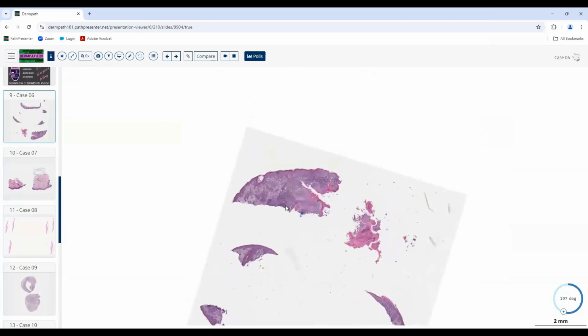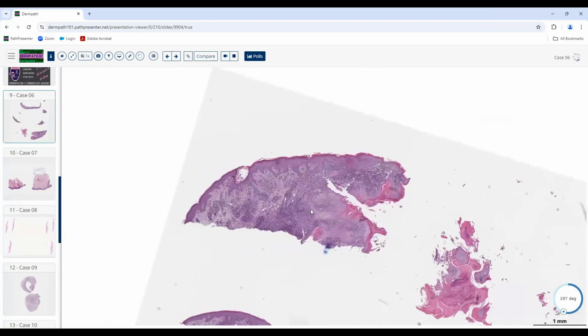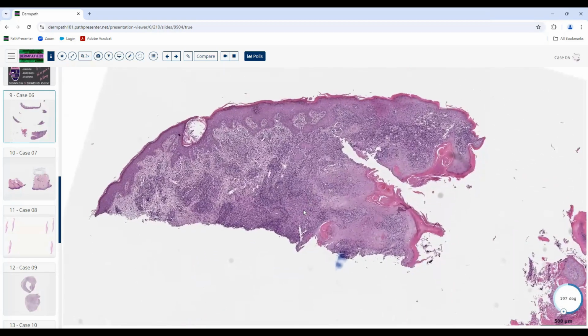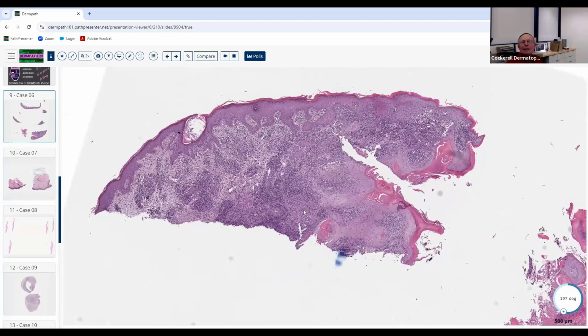I'll do this one. So this looks like a shave. And yes. Why do you think they shaved this? They were just mean to us, or why do you think maybe they thought it could be like a squamous cell?